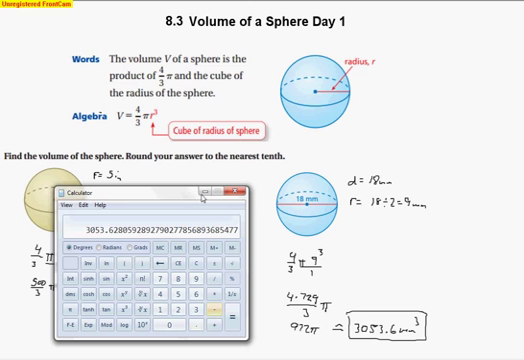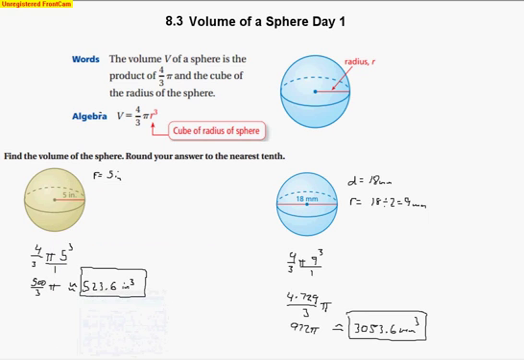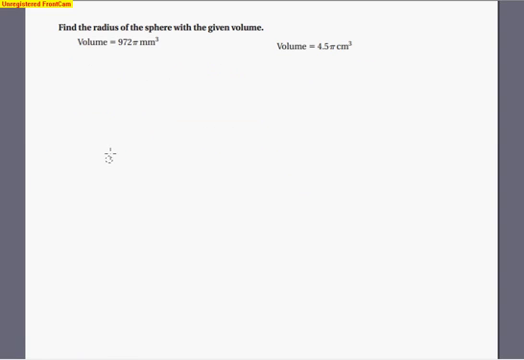So let's take a look at our next problem, and that's going to be one where we're trying to find out what the radius is. So let's go ahead and set it up this way. Our volume formula, remember, is volume equals 4/3 pi r cubed.